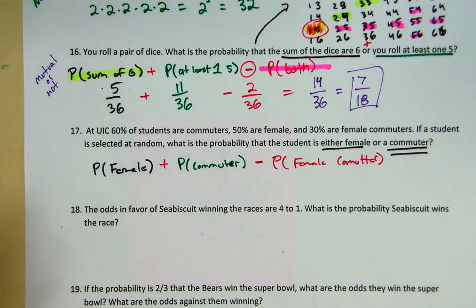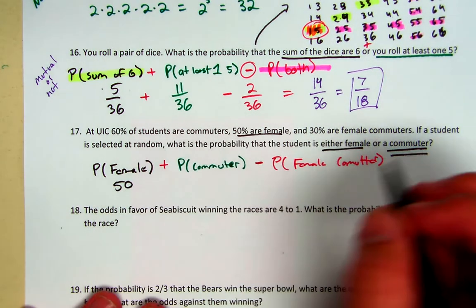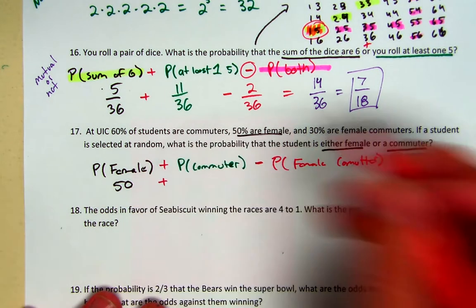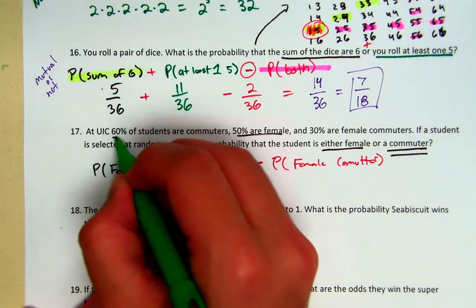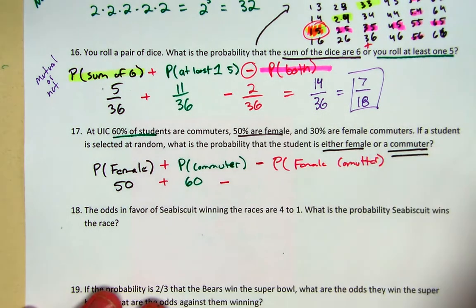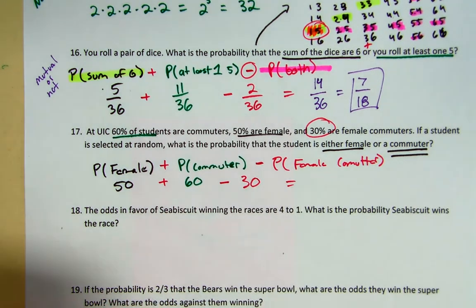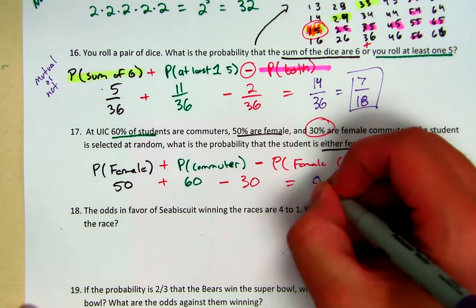Alright, so in this case we're given these percentages. Probability of female is 50%, so 50. We're going to add on commuters, 60% are commuters, and subtract out the overlap, 30. So what does that give us? 50 plus 60 is 110, minus 30, we get 80. So a grand total of 80%.